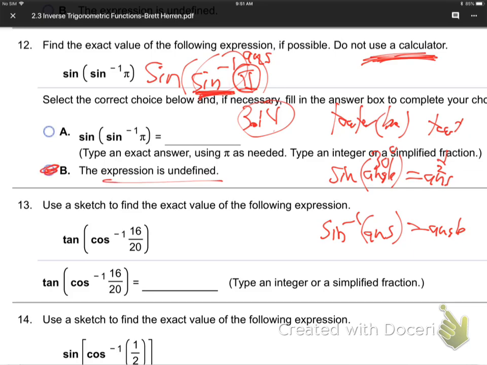Undefined. Try it in your calculator if you want. Hit sine inverse of pi. It says math error. Depending on your calculator, it'll say something to that effect. Yeah, can't do it. But this will be on the non-calculator part, so you have to just know.